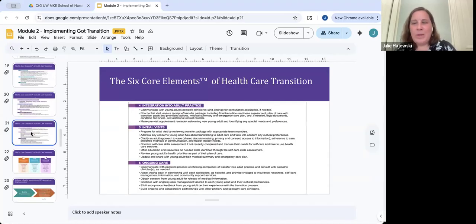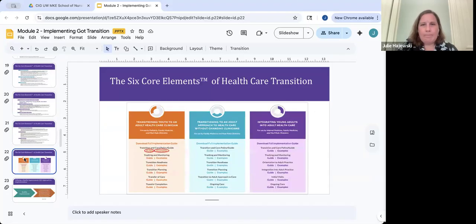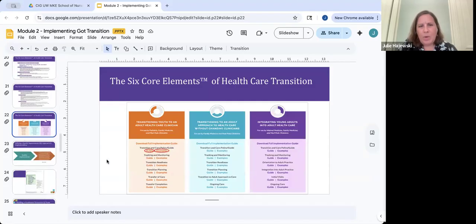Depending on where you're at with a curriculum program with students, you may delve into picking one of these pathways and really going through those 6 core elements and what those steps might look like. And so those are just another picture of those here. This is actually what it looks like on Got Transition, and you can go in and pick a guide for each of those core elements. You can pull up examples of what that might look like in a different clinic setting or practice for each one of those core elements.